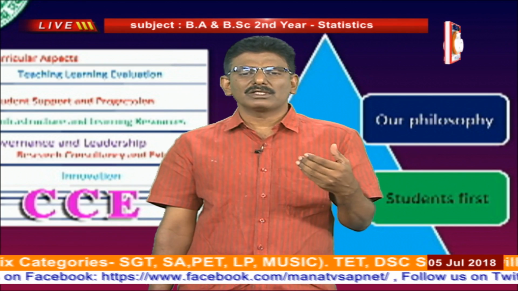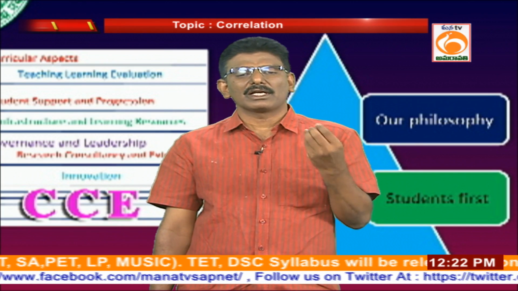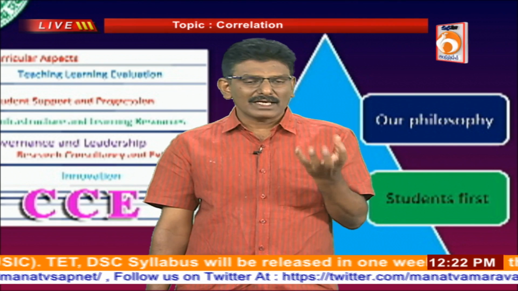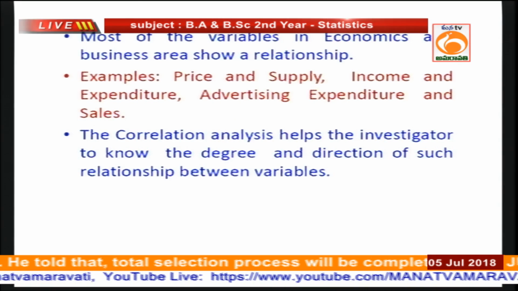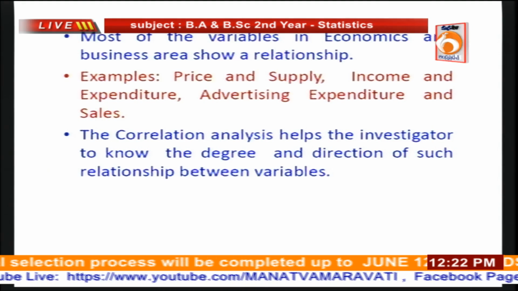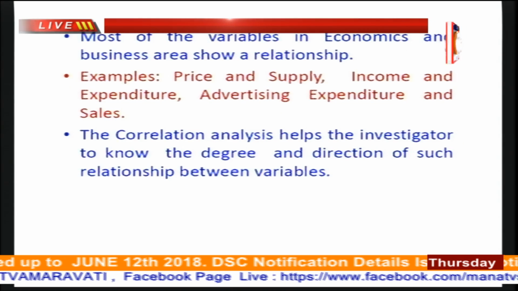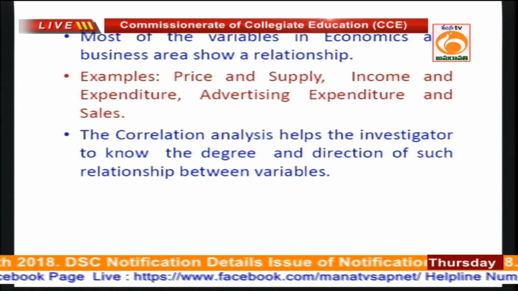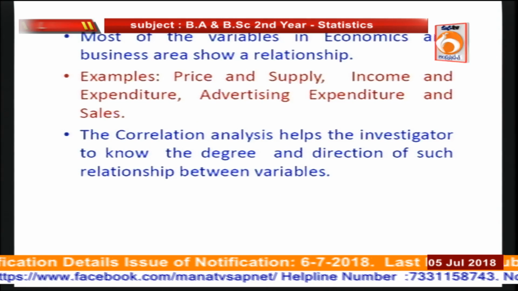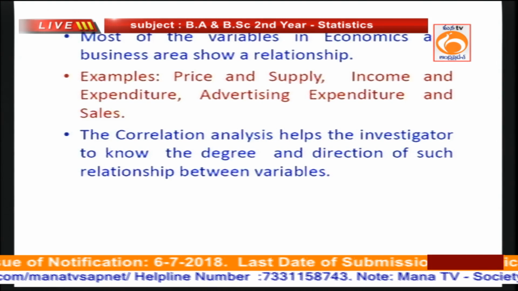Most of the variables in the economics and business area show a relationship. For example, price and supply, income and expenditure, advertisement expenditure and sales. To improve sales, definitely we have to spend some amount on advertisement expenditure. Correlation analysis helps the investigator to know the degree and direction of such relation between variables.